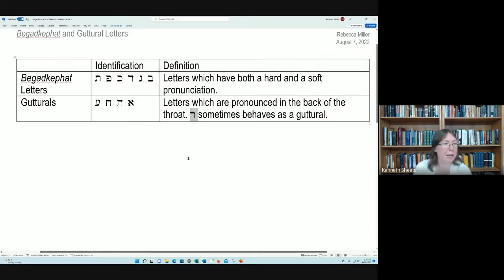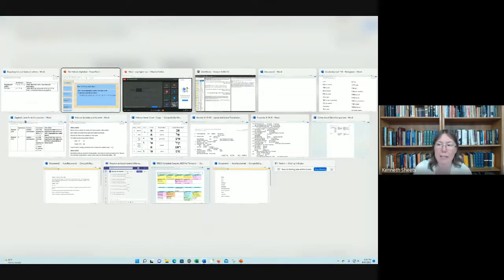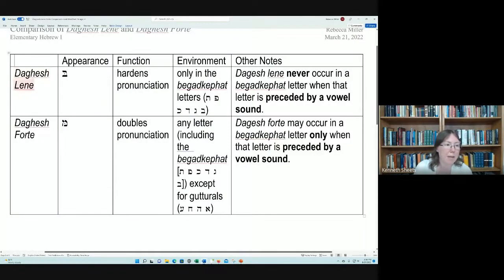Now, the reason that I am bringing this up at this particular point about the Begad Kafat letters and the gutturals is that there are certain things that are kind of interesting about these letters when it comes to Hebrew syllables. And so, especially when we are dealing with the Begad Kafat letters, they take what we call a Dagesh Lene. And you can see basically that looks like a dot in the middle of the letter.